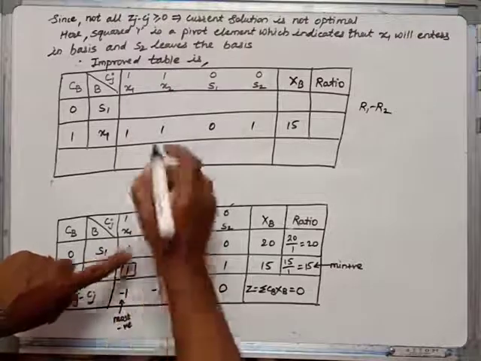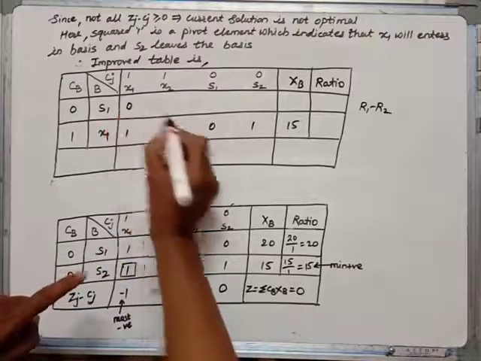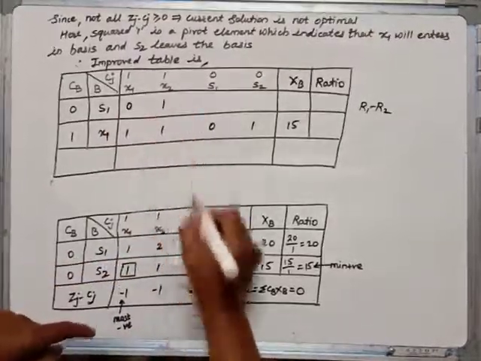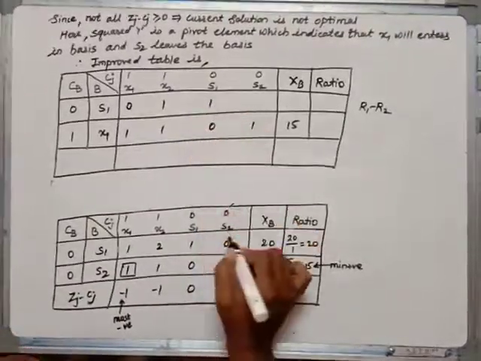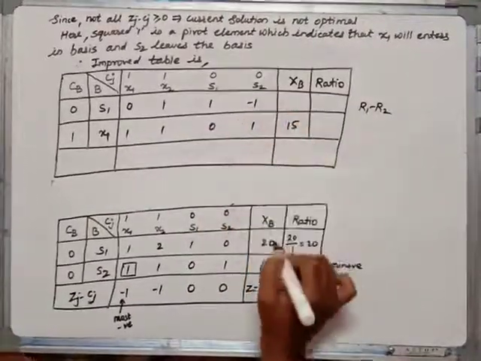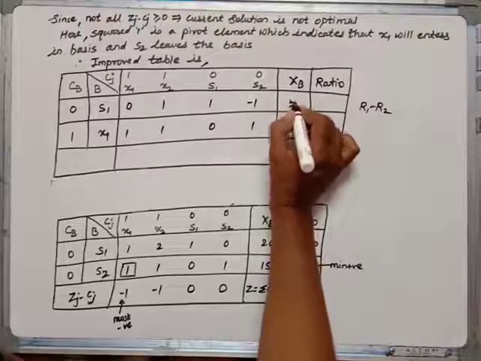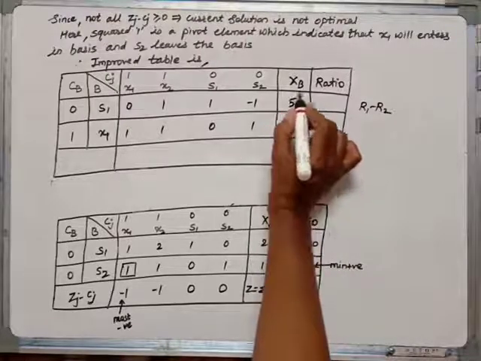This 1 minus 1 will become 0. Now 2 minus 1 is 1. 1 minus 0 is 1. And 0 minus 1 is minus 1. 20 minus 15 is 5.